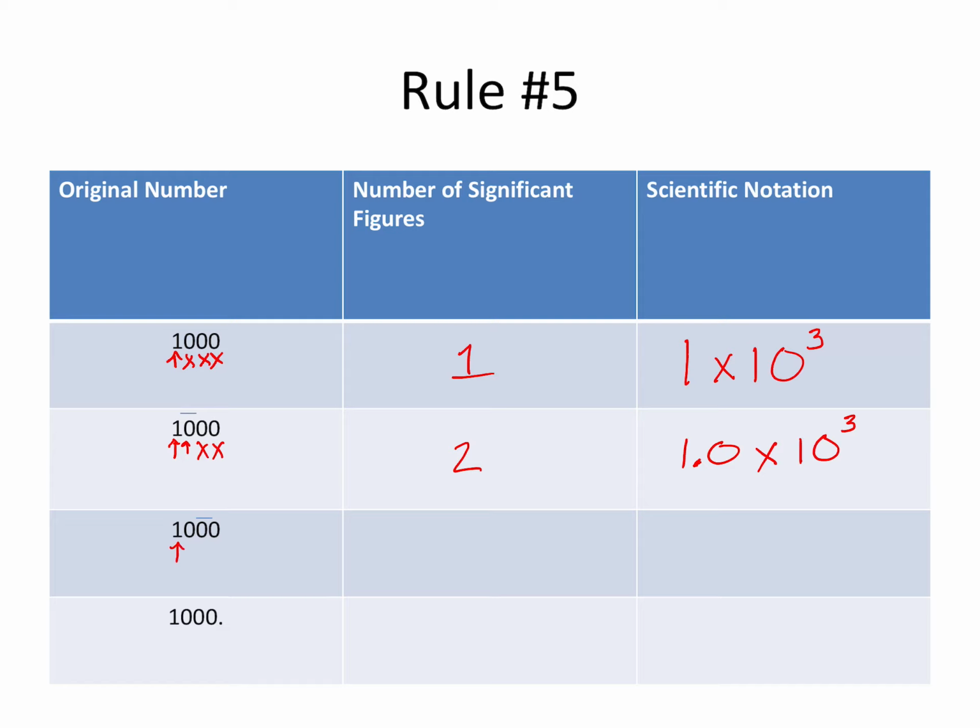On the next one, the 1 is good. The bar is on top of the second 0. So everything up until then is significant, and then not. And it's a placeholder. So 3. So this one would be 1.00 times 10 to the 3rd. And the last one, there's no bar anywhere, but there is this decimal at the end. That decimal at the end means that everything from the beginning all the way to the end is significant.